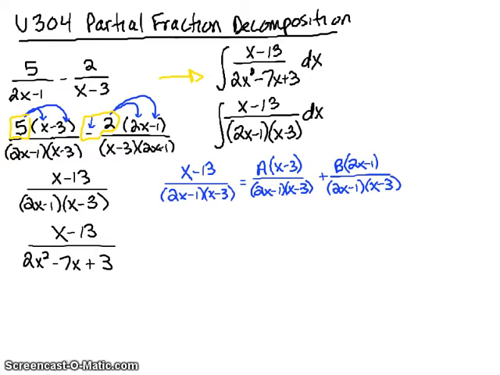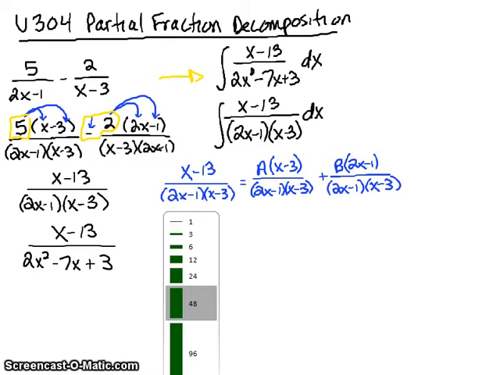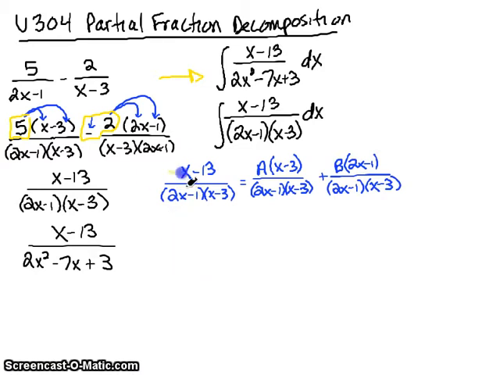So if we think about what we have, we can look at this and say my numerator here has to be equal to the numerators over there, because we have that equal sign in between them. So we want to think about a times x minus 3 plus b times 2x minus 1 equals x minus 13. And our whole goal is we need to figure out what that a and b are going to be so we can rewrite this problem and end up with something that we can anti-differentiate.